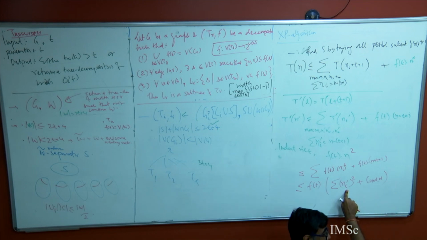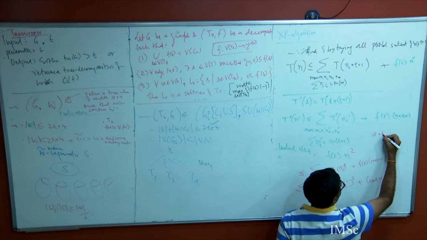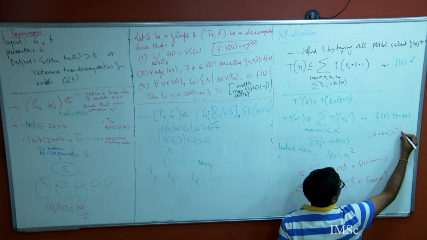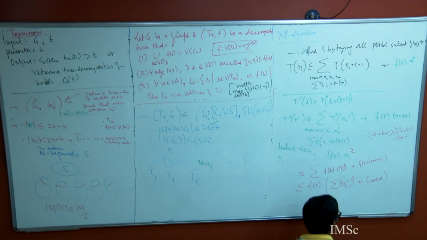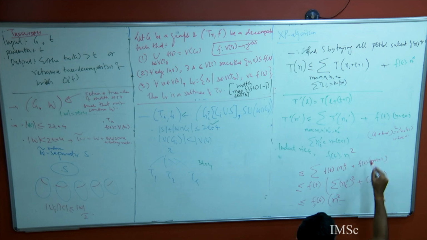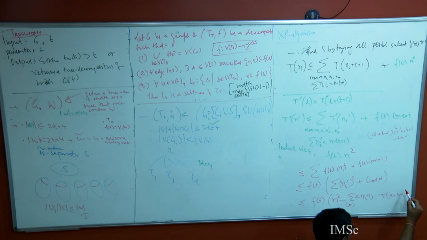This is all that I have to show. But look at this (n_i prime) whole square. What is this? If I have (a plus b plus c) whole square, it is a square plus b square plus c square plus 2ab plus 2bc. So if I substitute this, what will I get? Then I will get f of t times roughly n square minus all this, i not equal to j, 2 times n_i n_j, and plus n plus t plus 1.